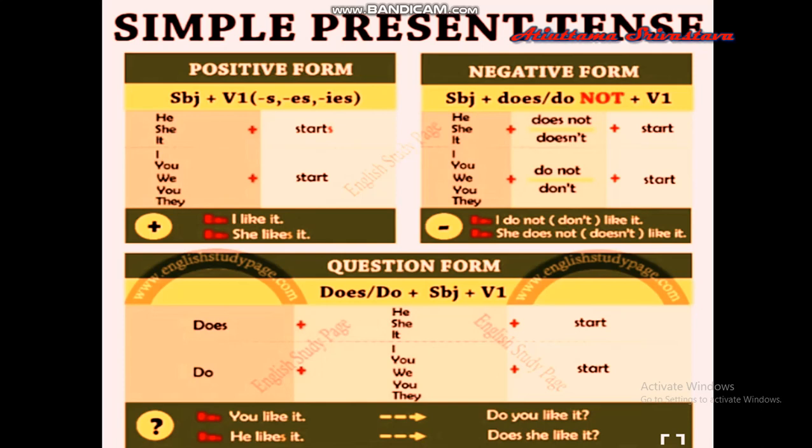Let us see the question form. In the question form, we will use do or does with the subject and the first form of the verb. Does she start her work? Does he start his work? Does it start the work? Or do I start my work? Do you start your work? Do we start our work? Or do they start their work? Other examples can be do you like it and does she like it?